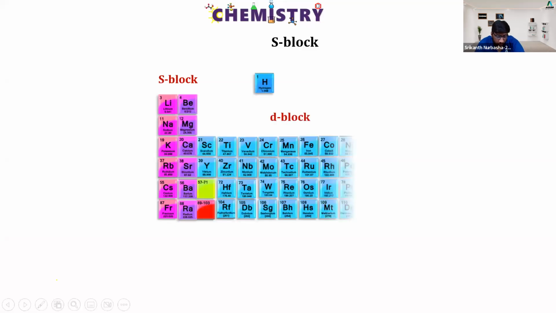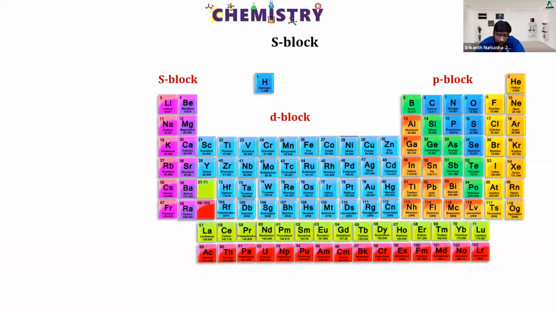We have two groups in the S block, students: group 1 as well as group 2. We all know hydrogen shows similarities with group 1 as well as group 17, which is why it is placed separately at the center of the periodic table. This is your S block, then you have D block and P block, and at the bottom you have the F block. F block actually belongs to the third group itself, from 58 to 71. After lanthanum, the 14 elements are called lanthanides. After actinium, the 14 elements are called actinides. So we are now concentrating on the S block, that is group 1 and group 2.